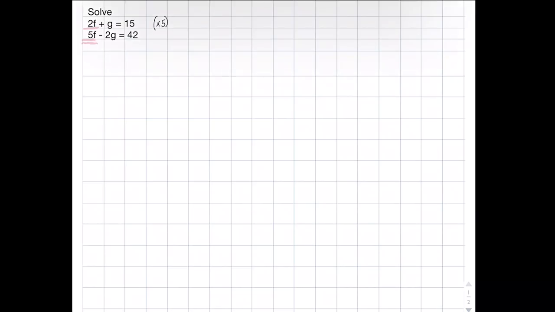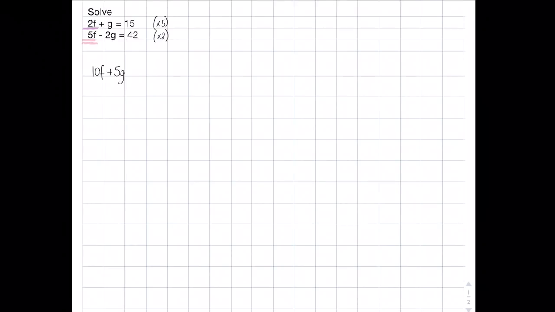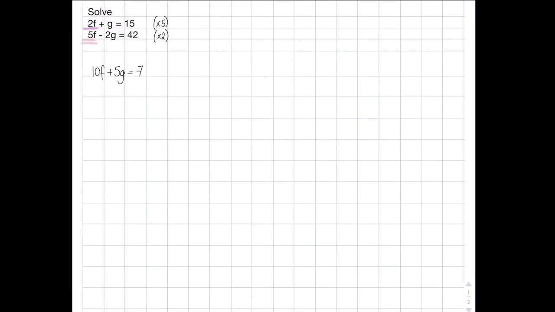And for the bottom one, I'll take my 2f that I've got there and I multiply the bottom one by 2 because that will make them the same. So I take the whole of the top line and I multiply it by 5, so I end up with 10f add 5g is equal to, now 15 multiplied by 5, shortcut for that you could do 15 multiplied by 10 and then half it. So 15 multiplied by 10, 150, halved is 75. Or you can do your little grid or column multiplication so that you don't make an error there.